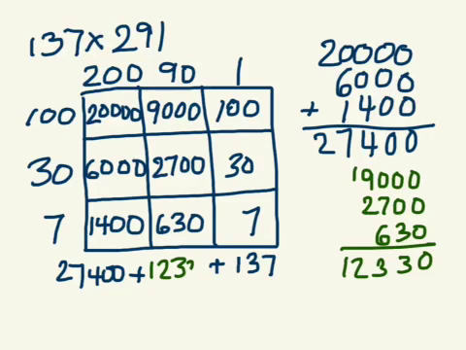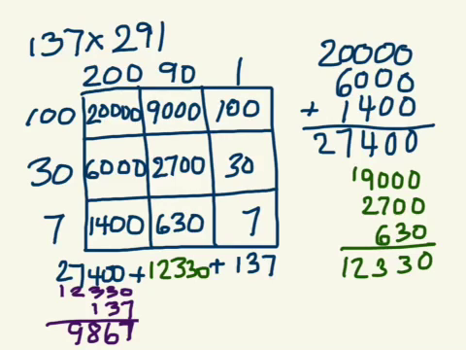Doesn't matter if my colors are mixed up here, but I think I'm going to need to add this vertically. So let's see, 27,400, 12,330, 137. Add those up. That's going to be a 7. That's going to be a 6. 4, 5, 6, 7, 8.